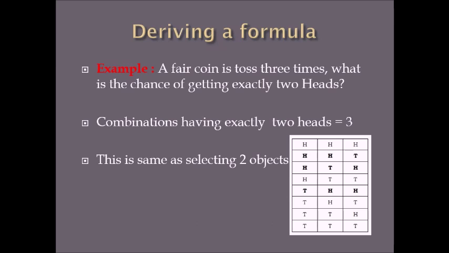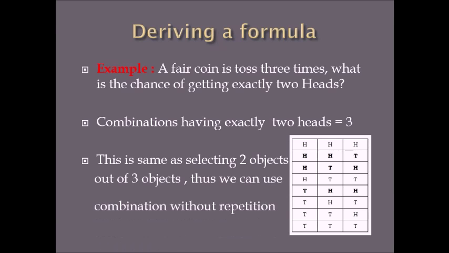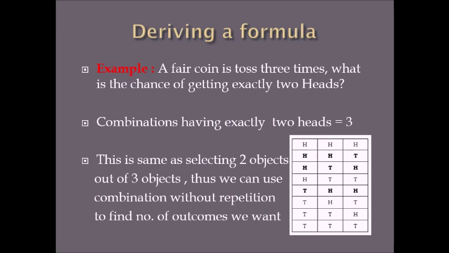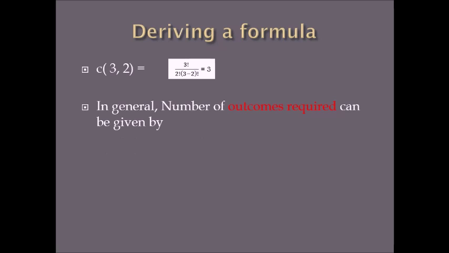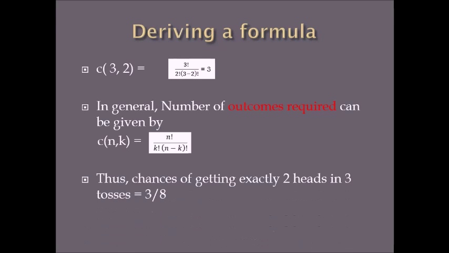This is the same as selecting 2 objects out of 3 objects. Thus we can use combination without repetition to find the number of outcomes we want. As we can see, combination of 3, 2 is 3. In general, the number of outcomes required can be given by C(n, k), which is equal to n factorial upon k factorial into (n minus k) factorial, where n is the number of outcomes required and k is the choices we want. Thus, the chance of getting exactly 2 heads in 3 tosses is 3 by 8.